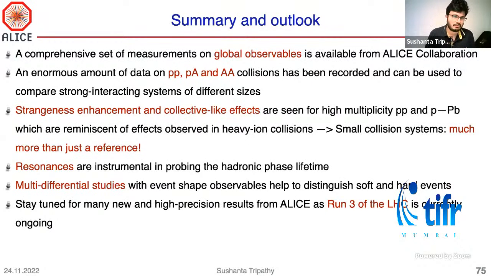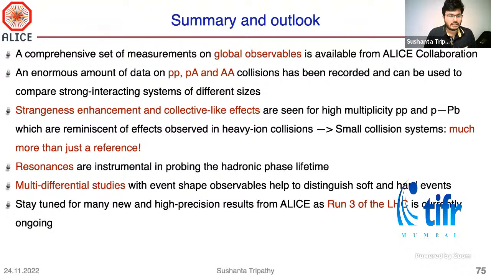You can see that I listed a comprehensive set of measurements of flow observables. It's available in our list. Of course, I could not cover everything, but hopefully I have shown some glimpse, and I mentioned a few technical details about how to obtain this kind of observables analysis. And as you can see, an enormous amount of data for different collision systems are already taken, and we will have several more results from Run 3.